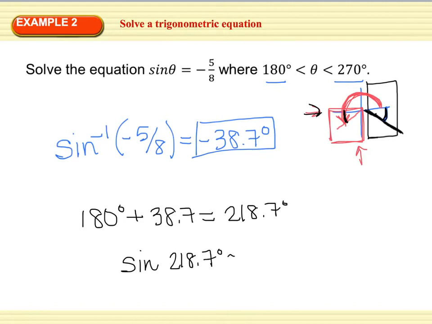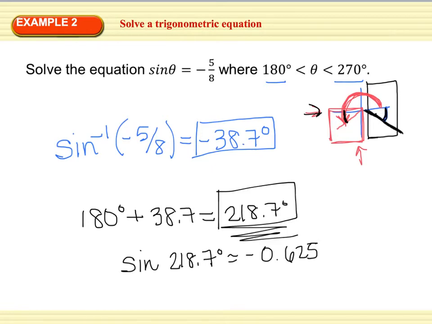Now, if you want to double check this, you can go take the sine of 218.7, okay, and it should give you something around a negative 0.625, which is a negative 5/8. So you can double check your answers here. But this right here is ultimately what we are looking at for a solution.